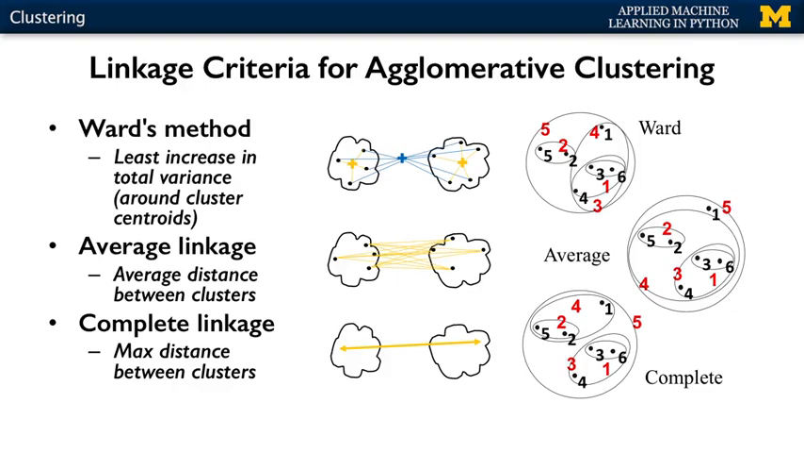In general, Ward's method works well on most data sets, and that's our usual method of choice. In some cases, if you expect the sizes of the clusters to be very different, for example, that one cluster is much larger than the rest, it's worth trying average and complete linkage criteria as well.